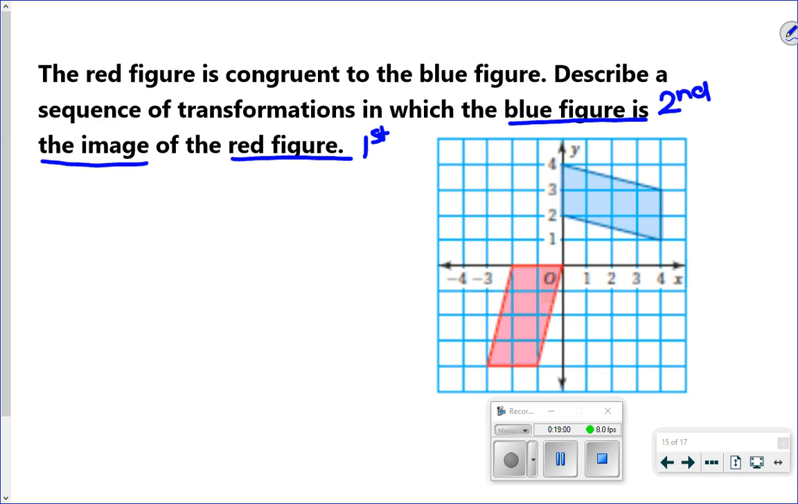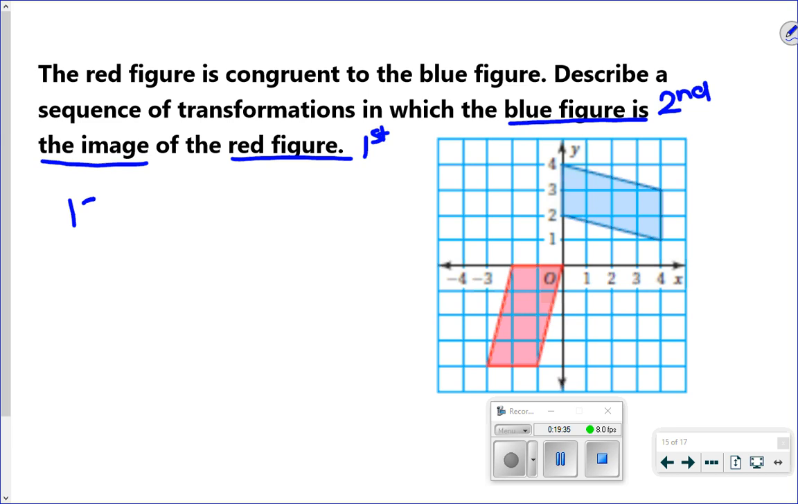All right, so if you take a look at our red shape to our blue shape, you have to imagine a couple of things. What are we looking at? How did it get from one place to another? To me, there are a couple different ways that you can do it. But the first thing that I see is a rotation. It looks to me like a 180-degree rotation because it's going from the third quadrant to the first quadrant.